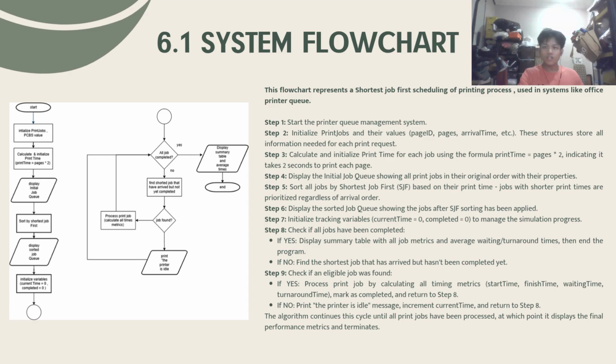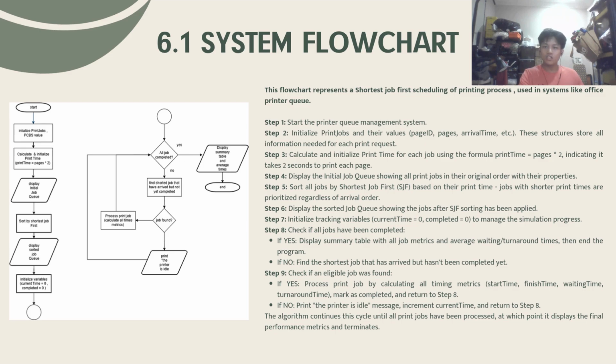This is the system flowchart of our office printer queue simulation using the shortest job first scheduling algorithm. The process begins by starting the printer queue management system. We initialize all print jobs with their ID, page count, and arrival time. Each job's print time is calculated using the formula pages times 2, assuming 2 seconds per page. Next, the system displays the initial job queue before sorting. Then, all jobs are sorted using non-preemptive shortest job first, giving priority to jobs with shorter print times. After sorting, we display the updated job queue.